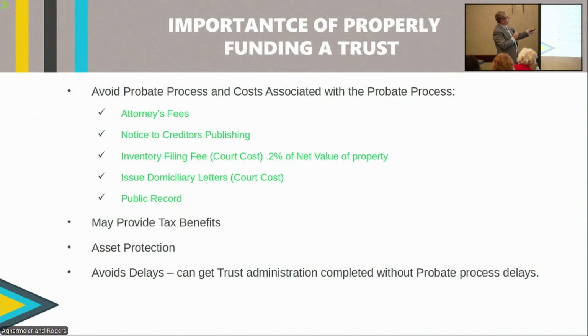So probate costs money. There are time delays. Not only does it cost money if you have to hire an attorney to help you, but there are inventory fees, and then it becomes a public record, which most people also want to try to avoid. If the trust is properly funded, we can also provide some advanced tax planning that you might not get with a probate. And then asset protection, which Stacy talked about, and then also delays.